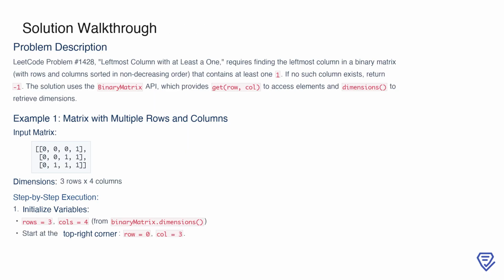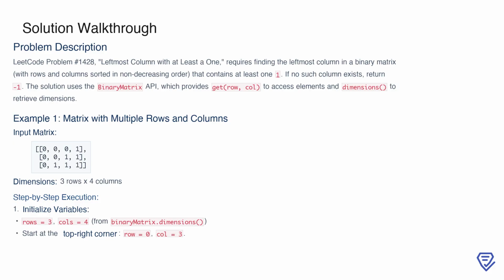The problem we're solving is to find the leftmost column in a binary matrix that contains at least one 1. The matrix is sorted in non-decreasing order for both rows and columns. If no column has a 1, we return -1. To solve this, we use the binary matrix API, which provides two key methods: get(row, col), to access specific elements, and dimensions, to retrieve the matrix's size.